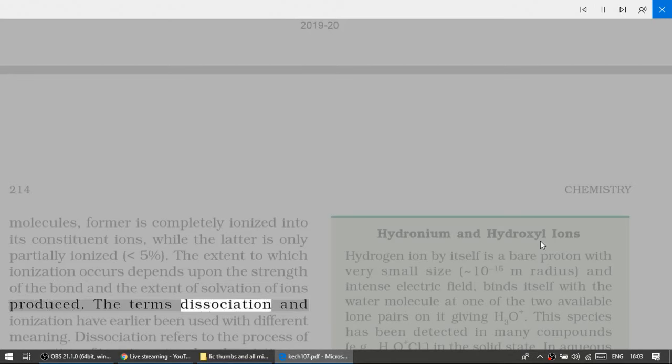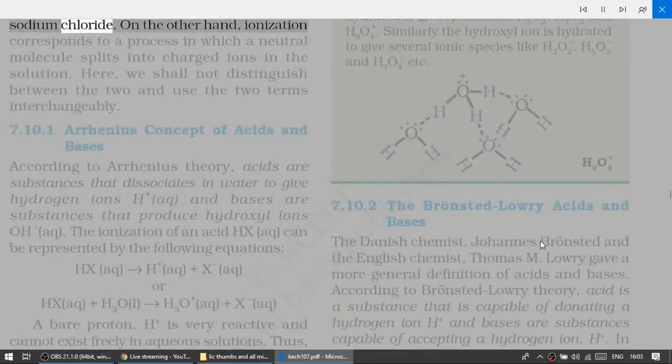The terms dissociation and ionization have earlier been used with different meaning. Dissociation refers to the process of separation of ions in water already existing as such in the solid state of the solute, as in sodium chloride. On the other hand, ionization corresponds to a process in which a neutral molecule splits into charged ions in the solution. Here, we shall not distinguish between the two and use the two terms interchangeably.